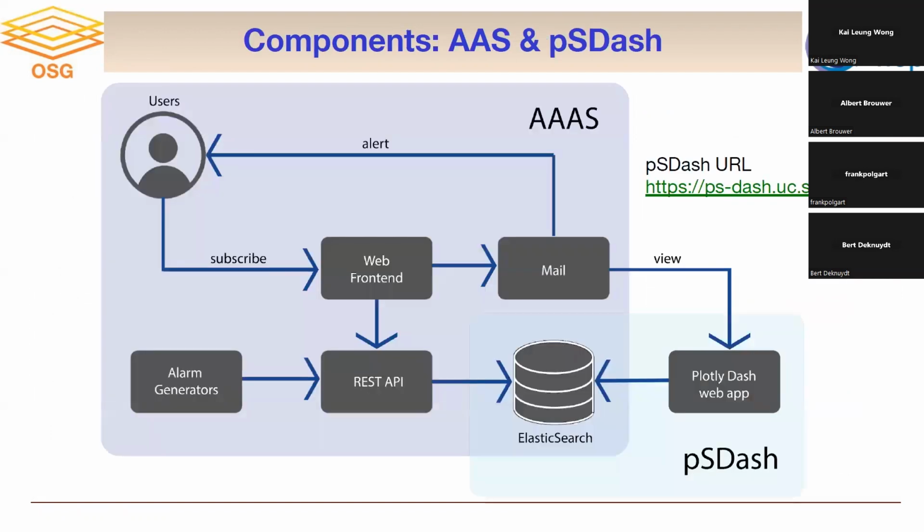In addition, we've augmented this alerting and alarming service with something called PS Dash. This is a Plotly-based application that lets us actually go in and explore the alert that you get, so you can find out some more information about it. You have the gray box with the alerting and alarming service, and PS Dash connects to that through Elasticsearch, basically, and allows exploration of the data. I encourage you to visit the URL and see what's available there.